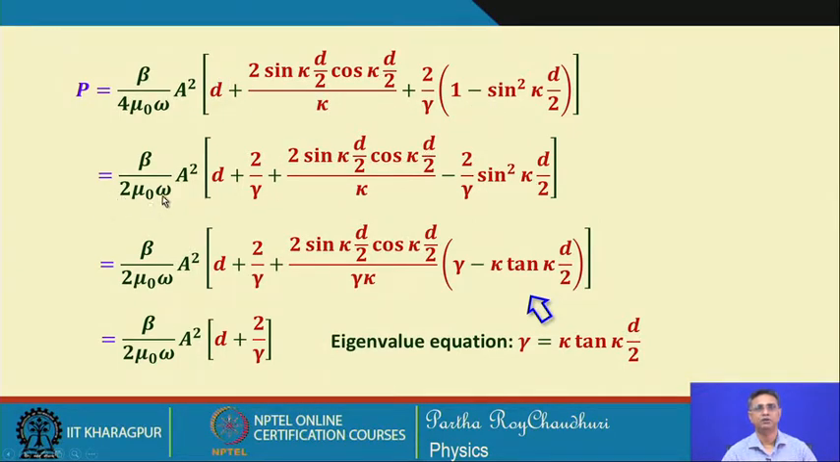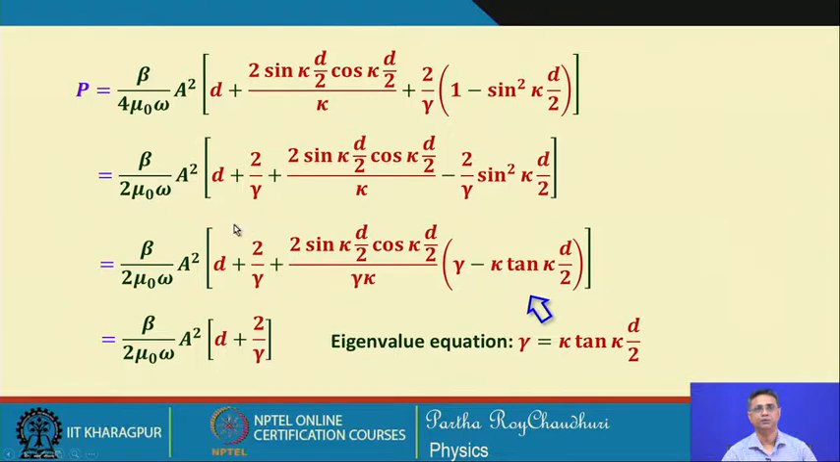So, beta by twice mu naught omega a square, d plus twice by gamma, this is the form. Now, if you take twice kappa, d, twice sine kappa d by 2, cosine kappa d by 2 and gamma kappa outside, then we can write gamma minus kappa tan kappa d by 2, and this expression is well known because it is the eigenvalue equation for the symmetric TE mode, gamma equal to kappa tan kappa d by 2. So, this quantity becomes 0.